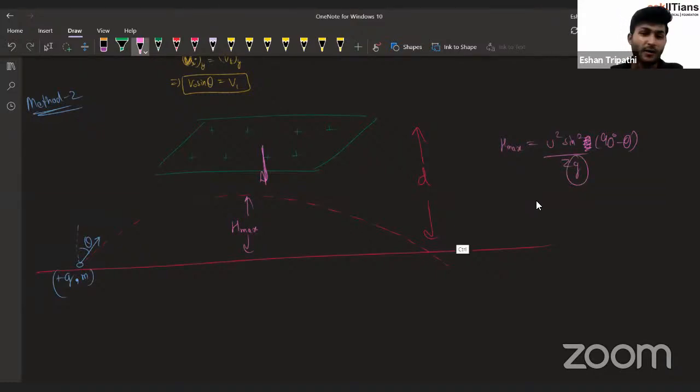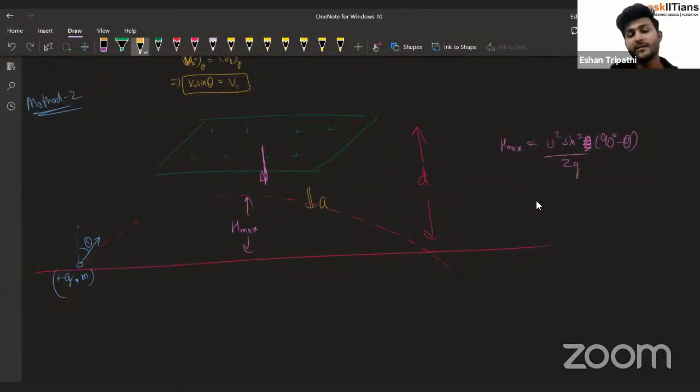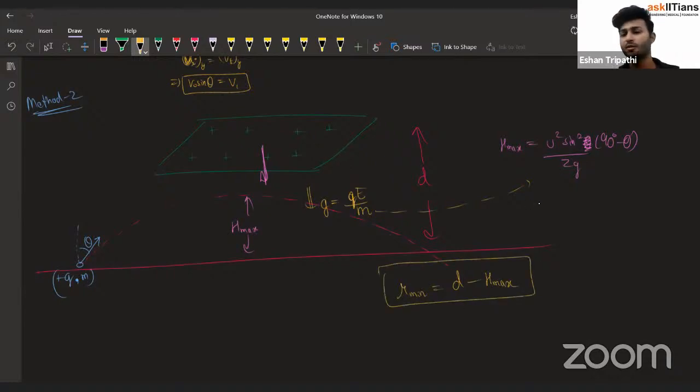And instead of g, what is the acceleration due to gravity over here, guys? You will have to find it this time. Correct, it's QE by m. Good. So just substitute it over here and you will get the answer. So minimum distance is d minus h max, by substituting the appropriate values. You don't even need to solve any equation.